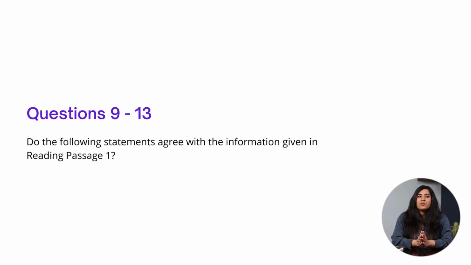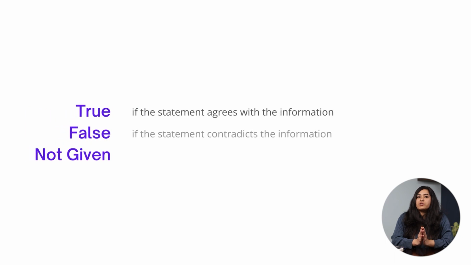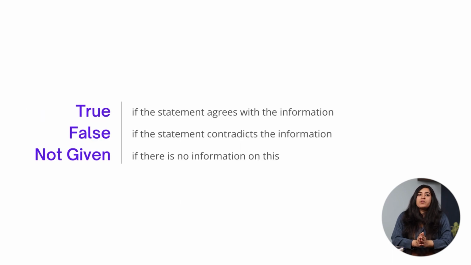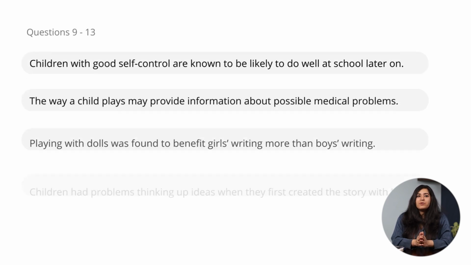Now we're going to move on to questions 9 to 13. As we can see here, these are true, false, and or not given questions. The instructions read as follows. Do the following statements agree with the information given in reading passage 1? They have also reminded us what each option means. True, if the statement agrees with the information. False, if the statement contradicts the information. And not given if there is no information on this. Let's read the questions first.